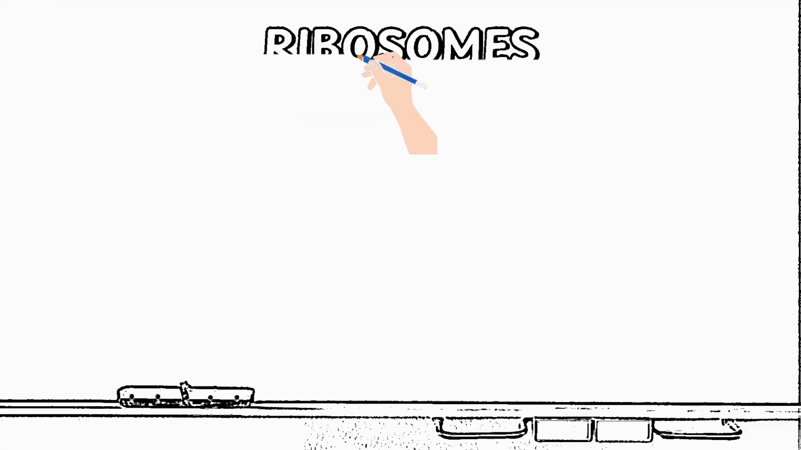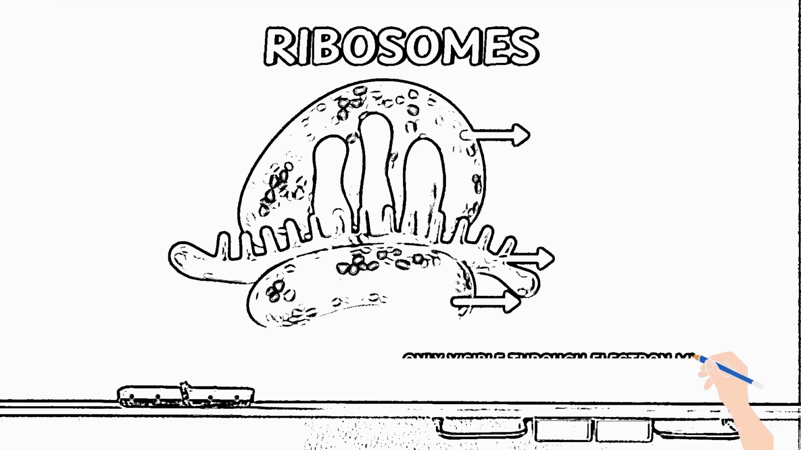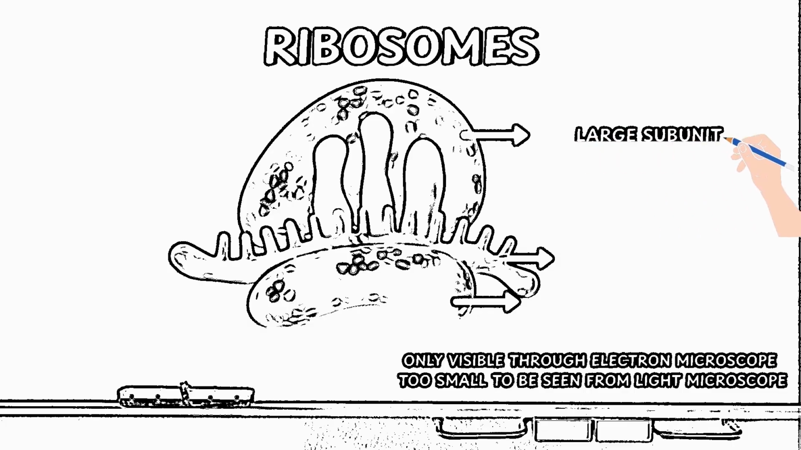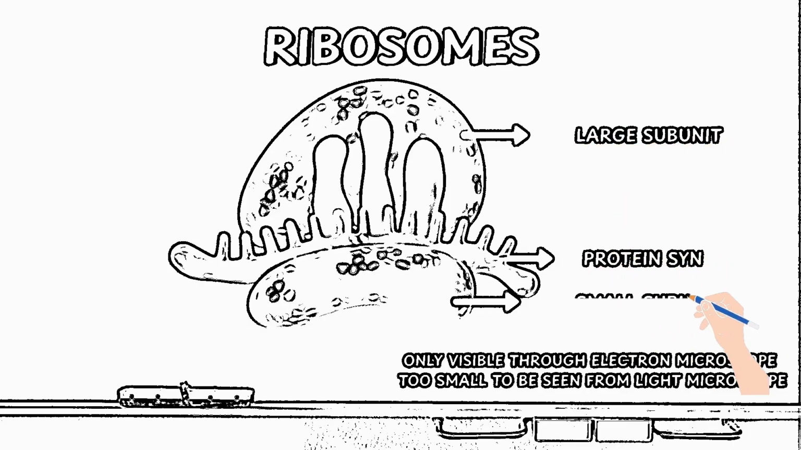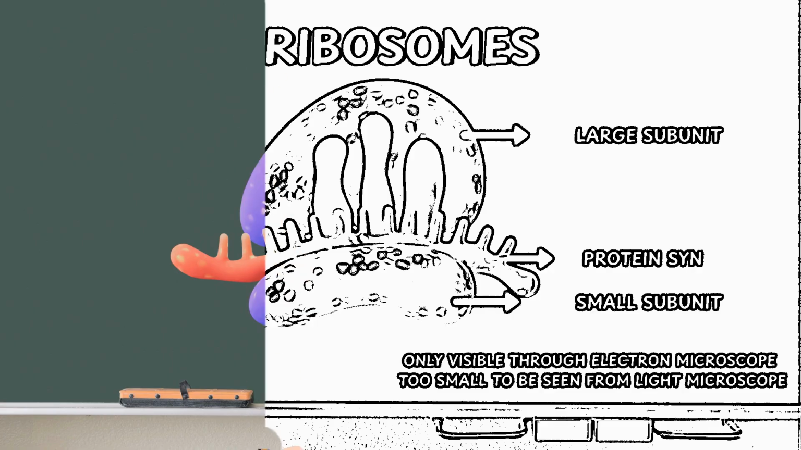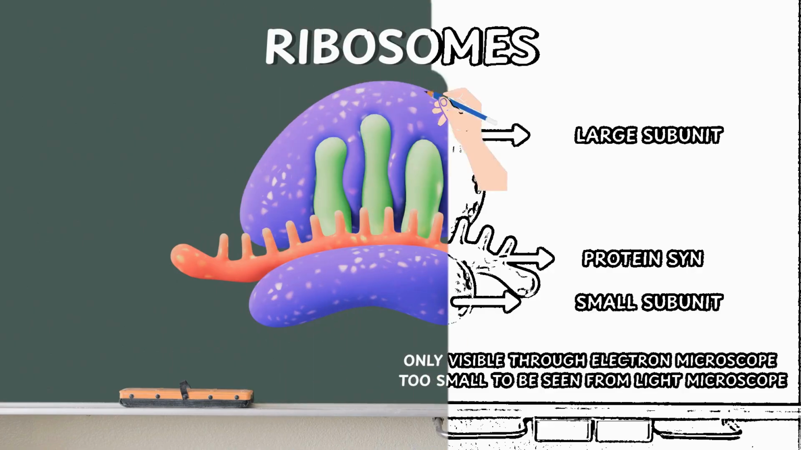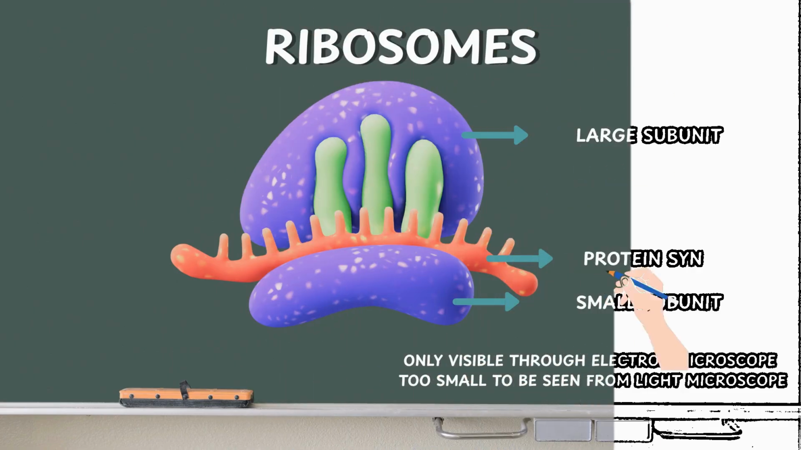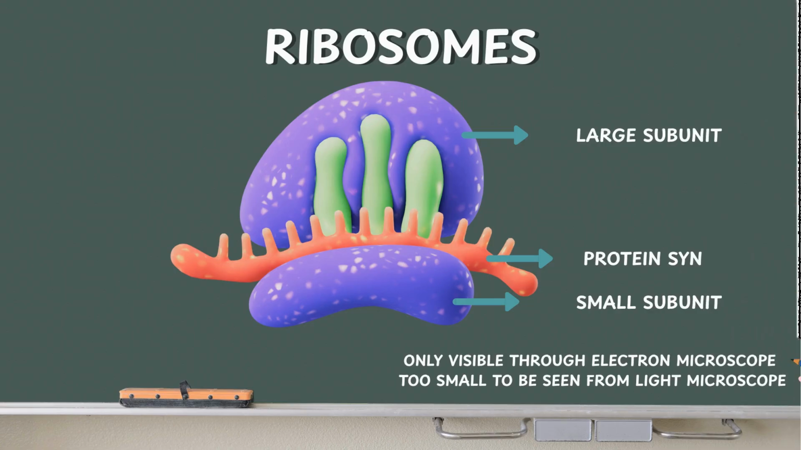Ribosomes. Ribosomes are the cellular structures responsible for protein synthesis. Electron microscopy shows that ribosomes are made up of two subunits, large and small. They are present in both prokaryotic and eukaryotic cells and are too small to be seen with a light microscope.